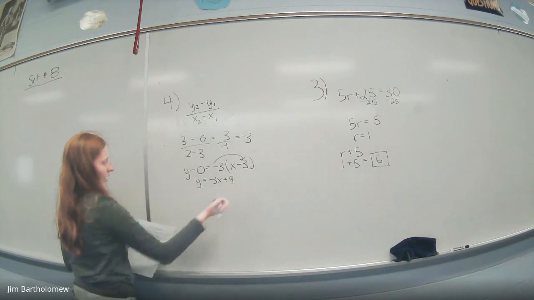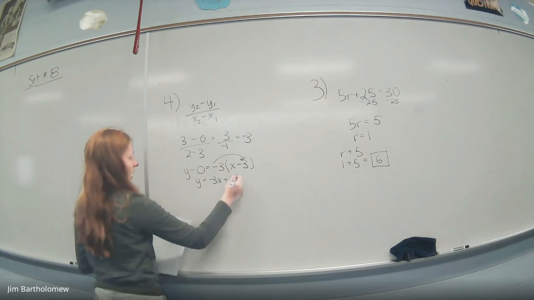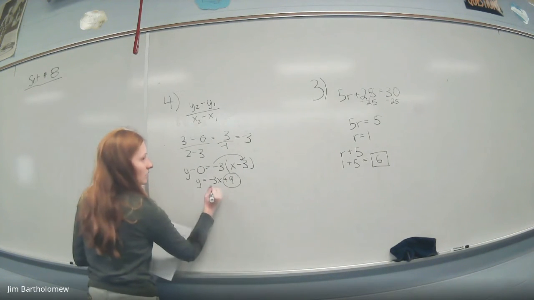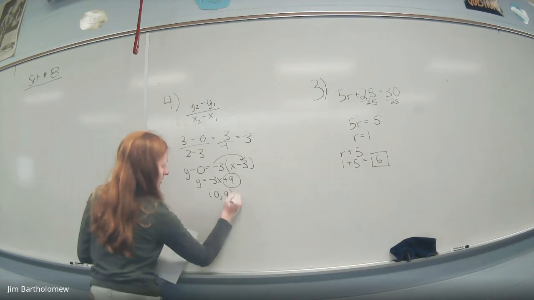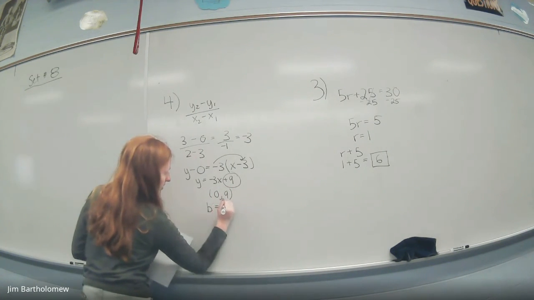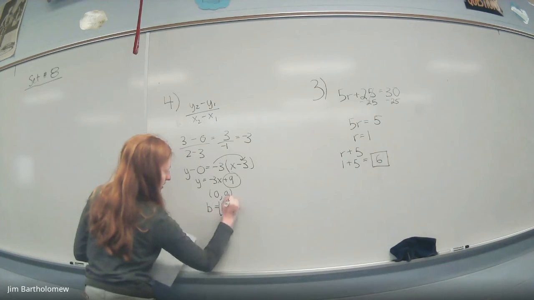And then just looking at that equation, you can see that our y-intercept is going to be 9. So the value of b there, it's going to be 0, 9. So b equals 9. And that's going to be your final answer.